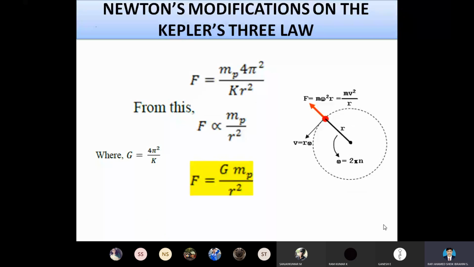So as we know, from Kepler's third law, it is the average distance of a planet. Kepler's third law states that the average distance of a planet from the sun cubed is directly proportional to the orbital period squared.